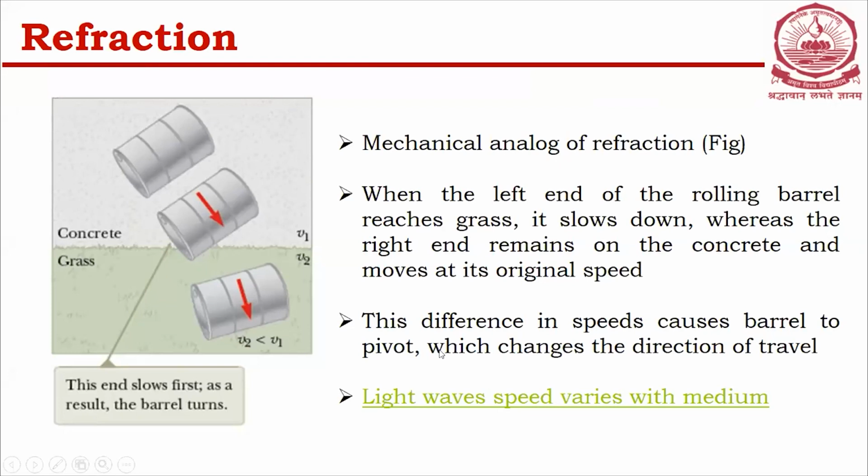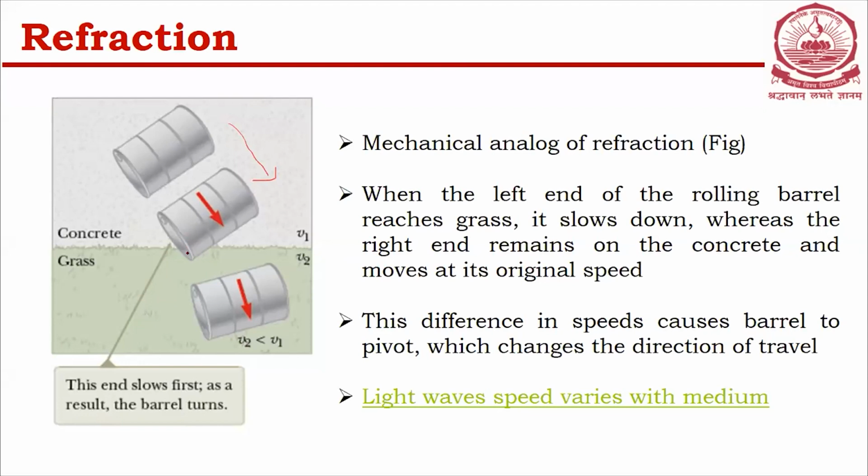So you can see the direction in which it rolls. On this concrete surface, the speed is constant. There is no change. But because it rolls at a particular direction, when it reaches the grass, only this part actually enters the grass. Definitely, when it enters the grass, the speed will reduce. Automatically, the speed of this part will reduce.